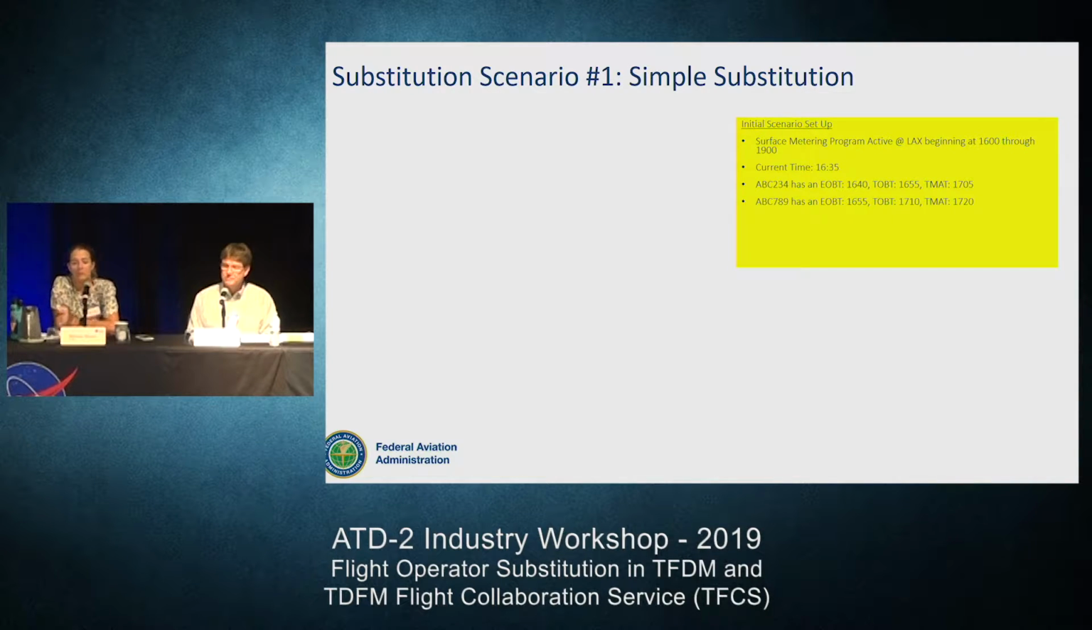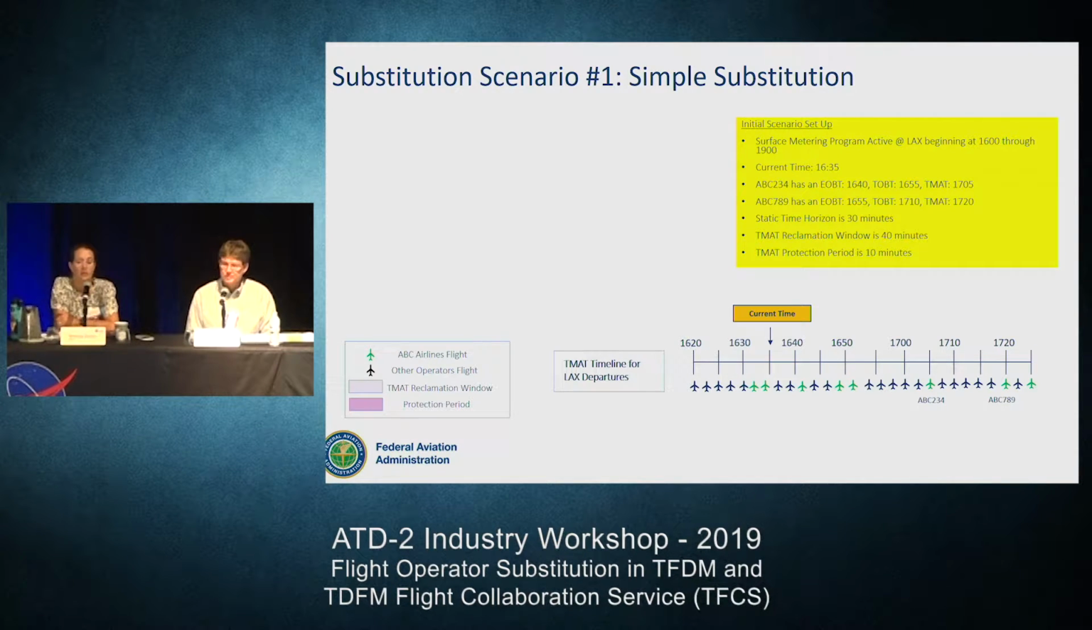And I'm just listing 2 flights here with times, and the static time horizon is 30 minutes, so that's part of the SMP parameters. And then that reclamation window that I referred to in the previous slide is set to 40 minutes, and then the protection period is 10 minutes. So the timeline across the bottom just shows a frame of reference for the time. And then on the left, the light pink, almost purple, is the reclamation window, and then the dark pink, magenta, is the protection period.